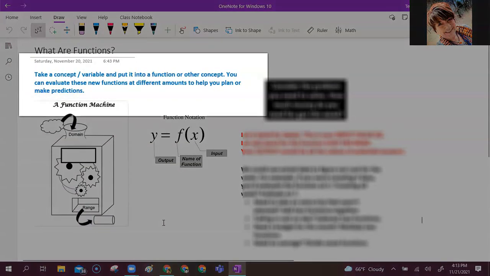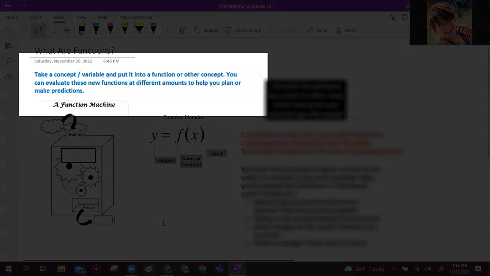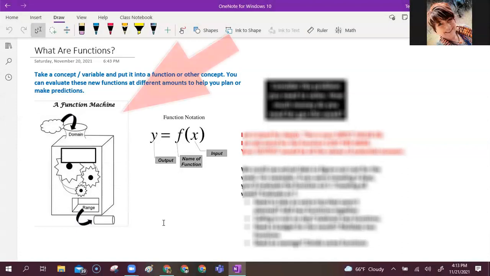You take some concept and put it into a function or some other concept, and then you can evaluate this new function at a different amount. What you do with this is that helps you make plans, helps you make predictions about what's going to happen later. So some kind of value is going to go into one of these function machines like we used to see before. Now the function can be a lot of things.